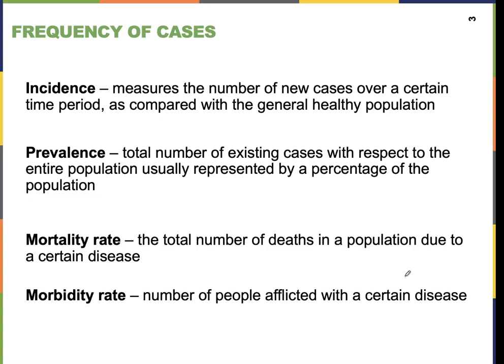And so we want to know these words, right? We know incidence and prevalence. These are related. They're basically the number of new cases over a certain period of time. So you can talk about the incidence of measles over the past year. You can talk about the incidence of HIV over the past 10 years compared to the general healthy population. And then prevalence is just the total number. So basically the difference is new cases that arise versus the total number of existing cases.